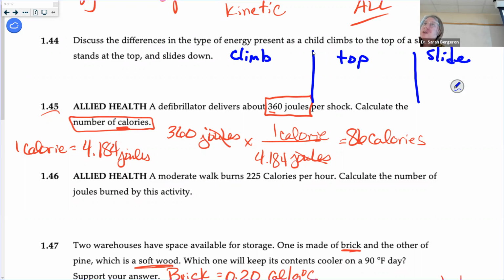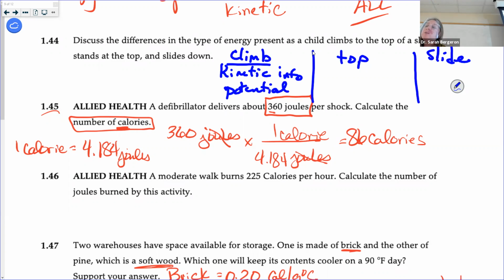What is it? Kinetic. But what happens the higher they get in the climb? Like if you climb 1 rung of a ladder, do you have a lot of potential energy or a little? A little, but if we climb 10 rungs, what happens to our potential energy? We have more potential energy. So in the climb itself, you're converting kinetic energy into what? Potential.